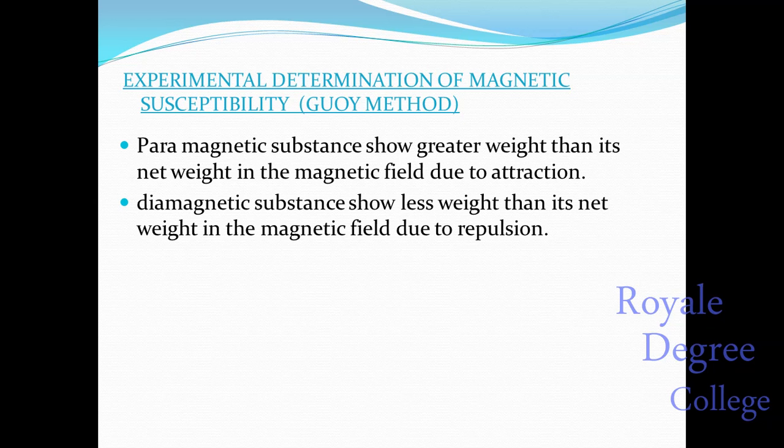Now we'll see first the experimental determination of magnetic susceptibility, that is Gouy's method. The magnetic susceptibility of substances can be determined by the Gouy balance method. Generally, a paramagnetic substance shows greater weight than its net weight in the magnetic field or in the Gouy balance due to attraction. And diamagnetic substances show less weight than their net weight due to repulsion.